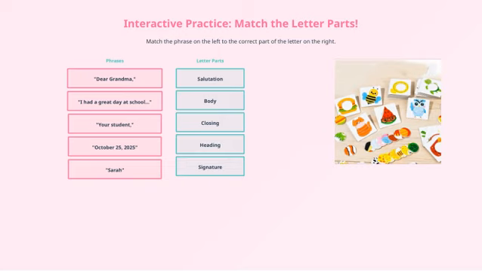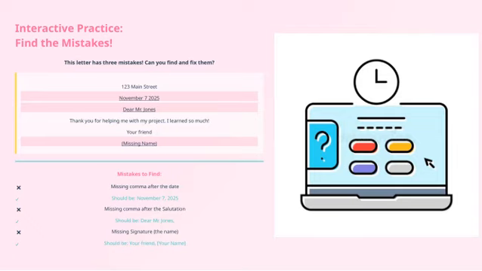Recognizing these parts helps us understand how to organize our writing clearly and correctly, which is essential whether we're writing formal or informal letters. This activity connects directly to our overall goal of mastering effective letter writing skills. All right, now let's move on to some interactive practice with finding mistakes. This slide is all about identifying common errors in letter writing.